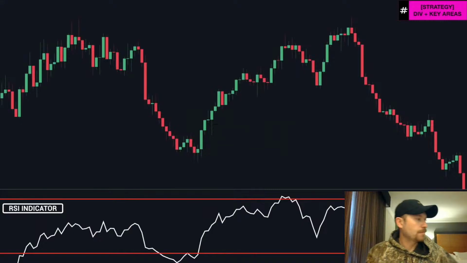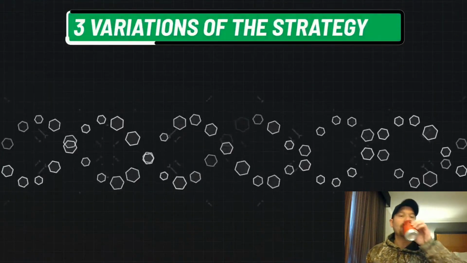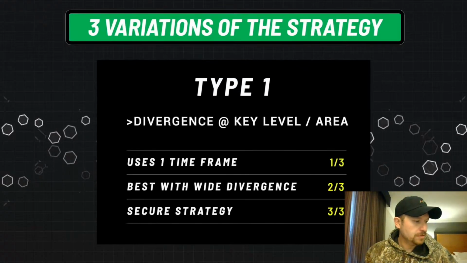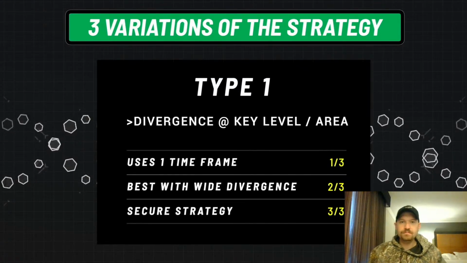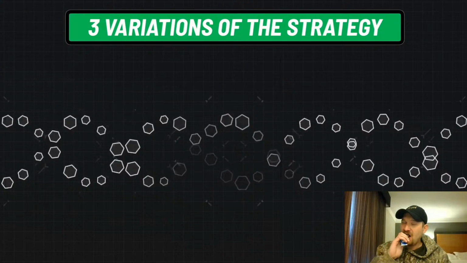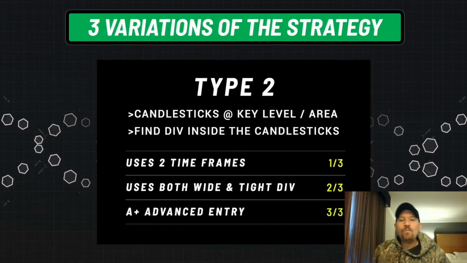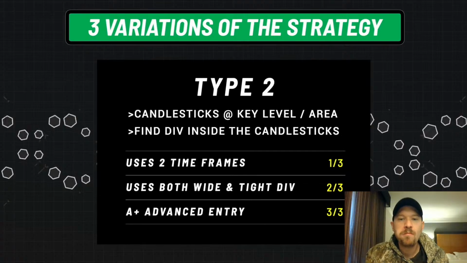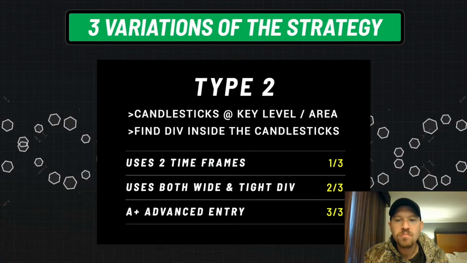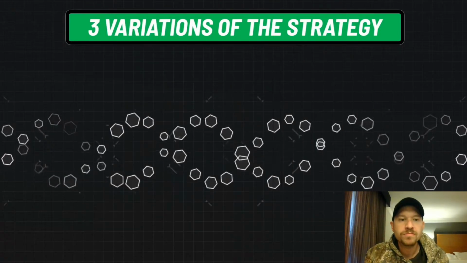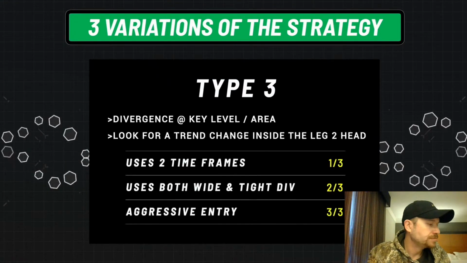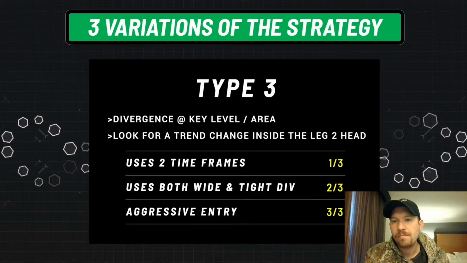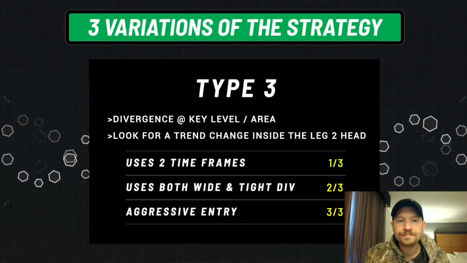Now, there are three variations to the divergence plus key area RSI strategy. Type 1 is divergence at a key level. This uses only one time frame. Type 2 is candlestick price action at a key level and divergence inside of those candlesticks on the lower time frame. This type uses two time frames. And type 3 is divergence at a key level and then looking for a trend change inside of the leg 2 head. This type uses two time frames as well.